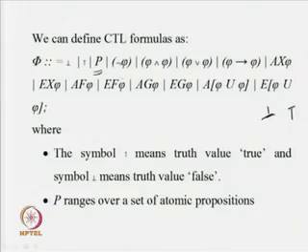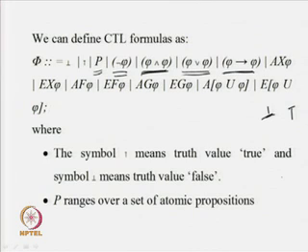Now, we can use the propositional connectives to form CTL formulas. So, if phi is a CTL formula, then not phi will also be a CTL formula, phi and phi will also be a CTL formula, phi or phi will also be a CTL formula, and phi implies phi will also be a CTL formula. So, all propositional connectives will be used to define CTL formulas from CTL formulas. Apart from that, we have temporal operators. These temporal operators are also going to form some CTL formulas.